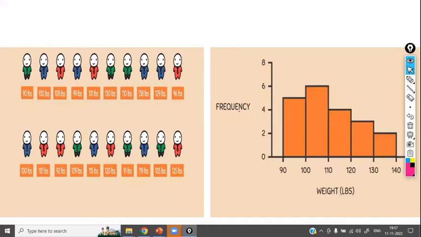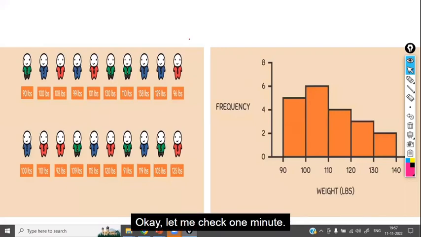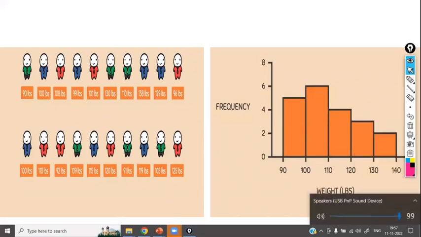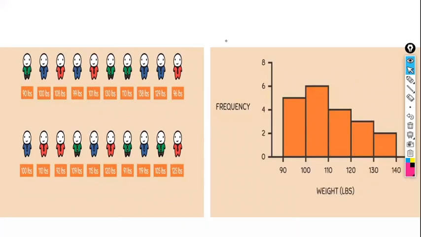Wi-Fi router. Okay, let me check. 1 minute. USB. Yeah, can you check now? Can you recheck once again now? It is clear? Yeah, done.